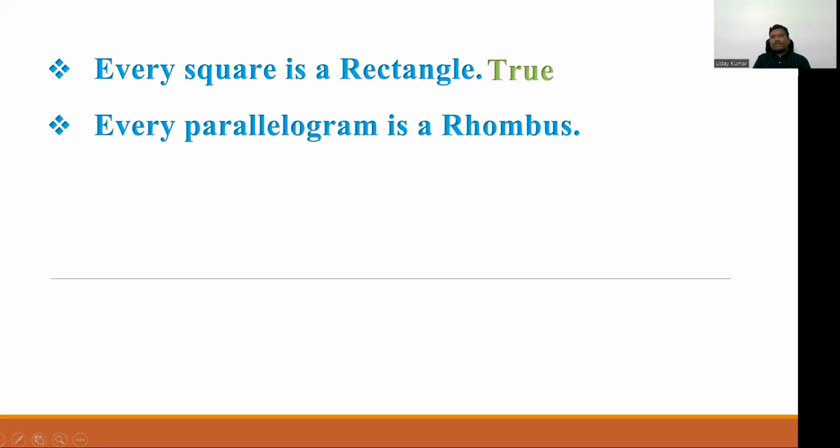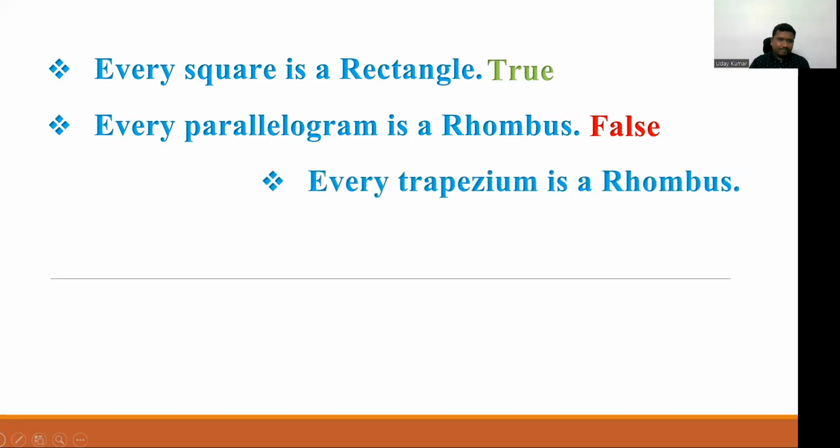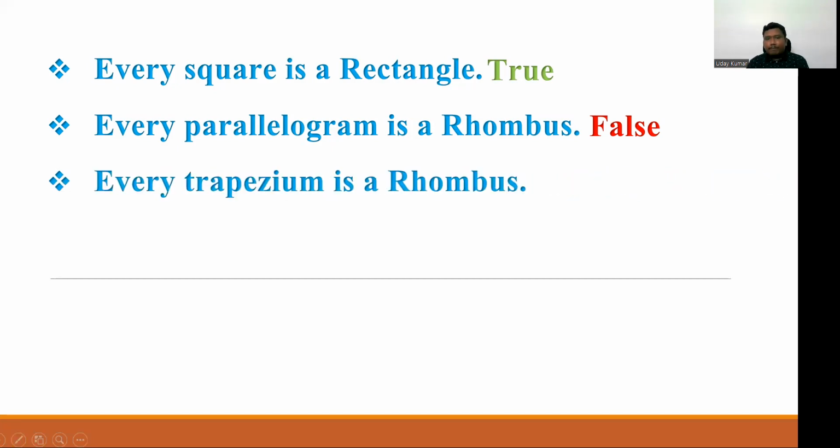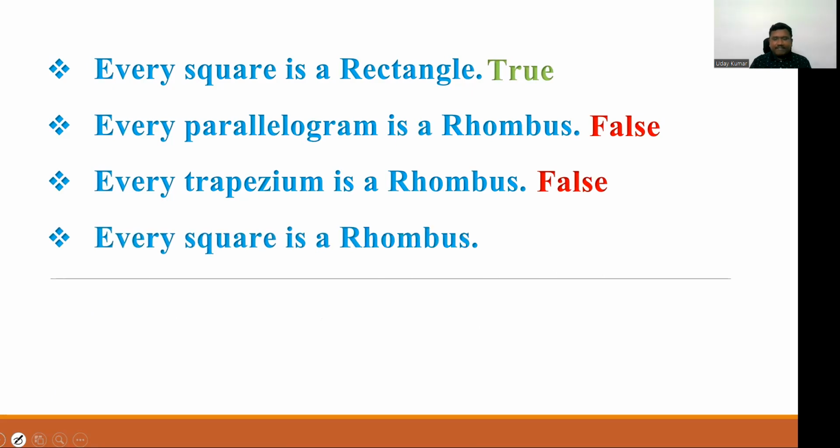Every parallelogram is a rhombus. Is it true or false? Okay. So I think you are ready with your answer. It's false. Let us see one more statement. Every trapezium is a rhombus. Is it true or false? False. Now, one more, last statement. Every square is a rhombus. Is it true or false?